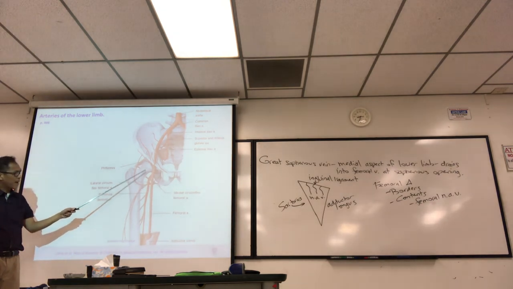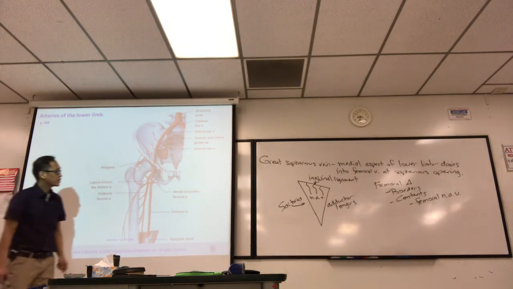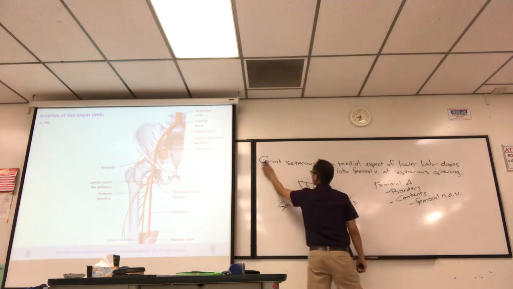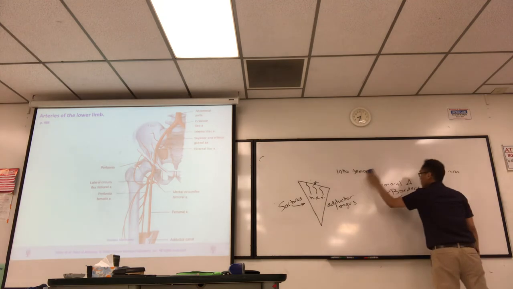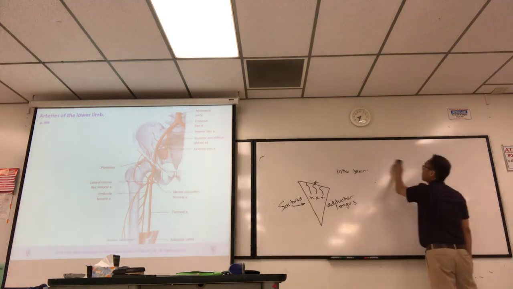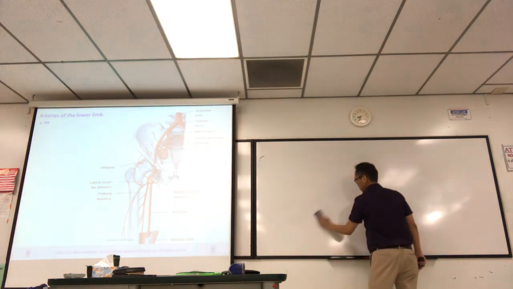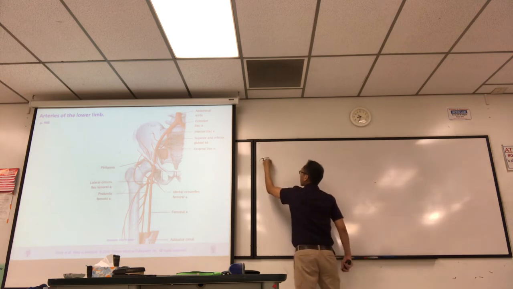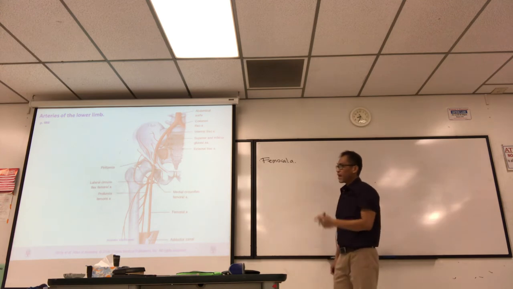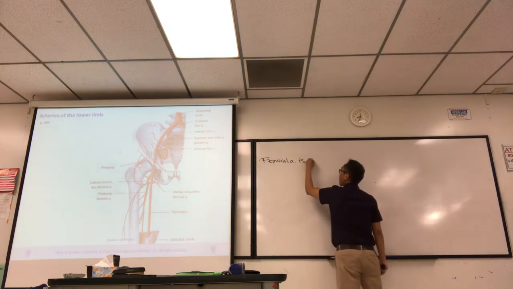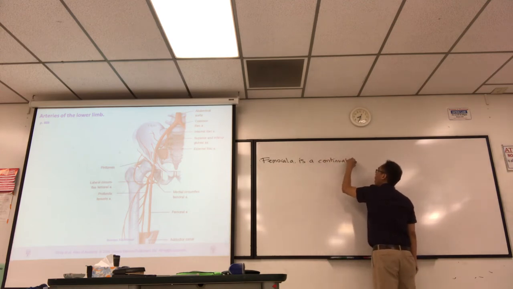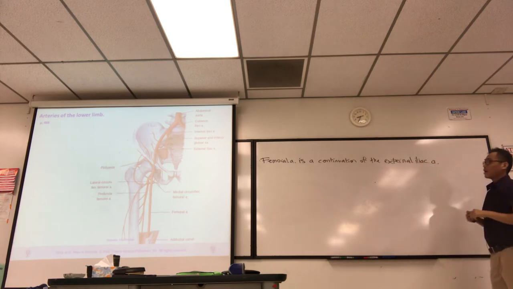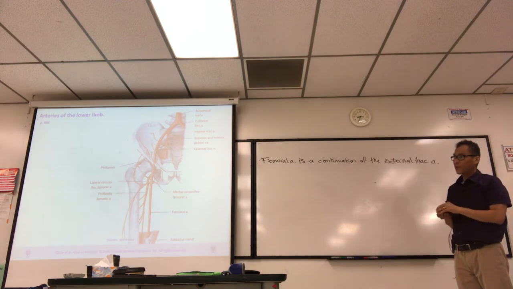So I always look for the femoral artery to pass right by the femoral head, the head of the femur. So, femoral artery. It's a continuation of the external iliac artery. And once you see it pass by the femoral head, it's the femoral artery, okay?